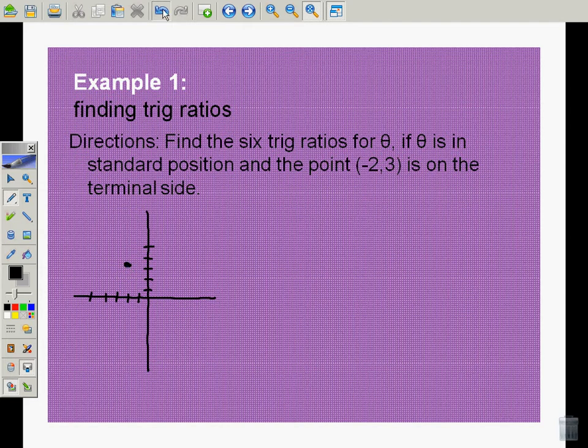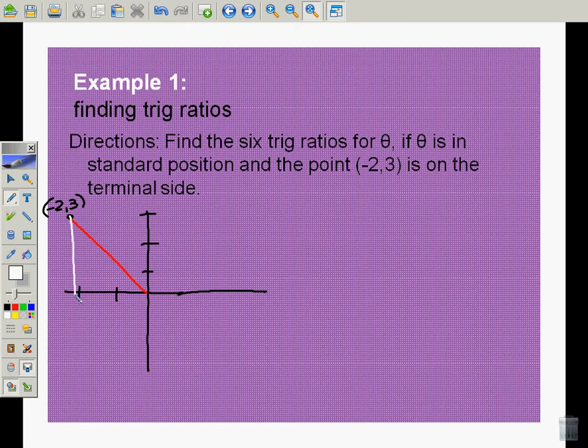Instead of doing that, though, keep yours. I'm going to draw mine a little bit bigger for teaching purposes. Okay? And -2,3 is on the terminal side. So I'm going to draw the terminal side. And I'm going to complete this triangle like such. Okay, so this should be 2 right here. All right, so I've got this triangle.